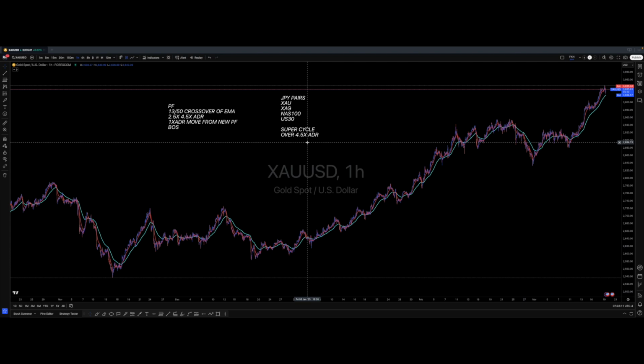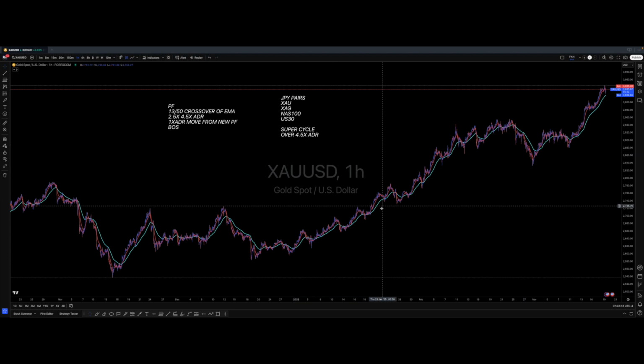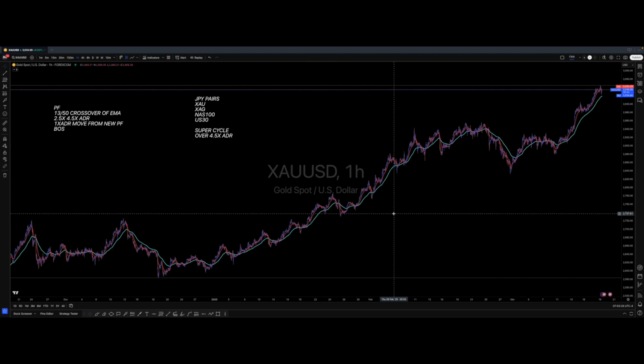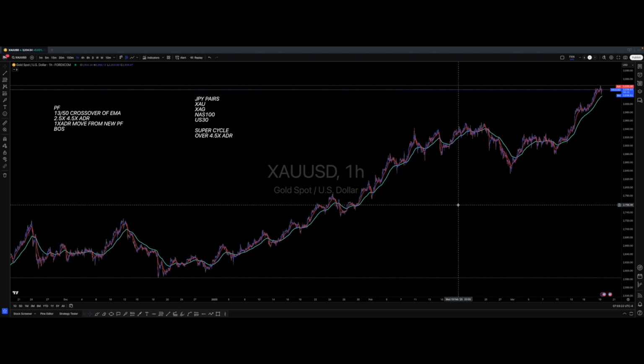But just know that on gold it can go over 4.5. That's perfectly fine. It doesn't change anything. We just keep looking for buys or sells, whatever the case may be. In this case on gold, you're probably going to be doing more buys than sells, for obvious reasons.